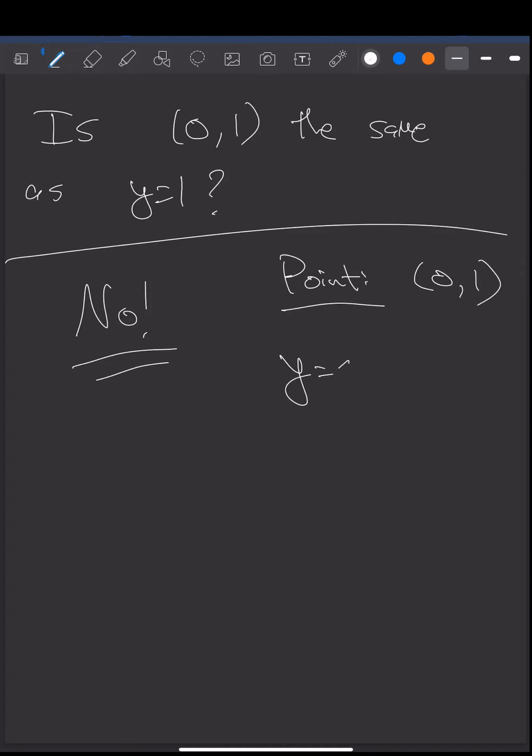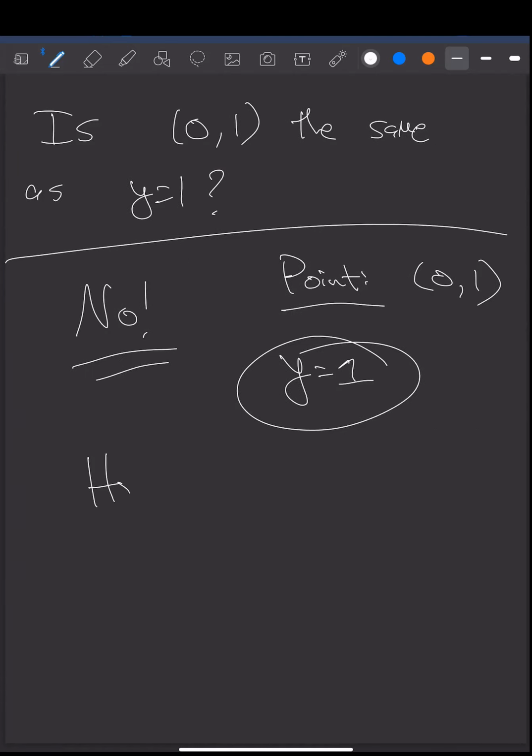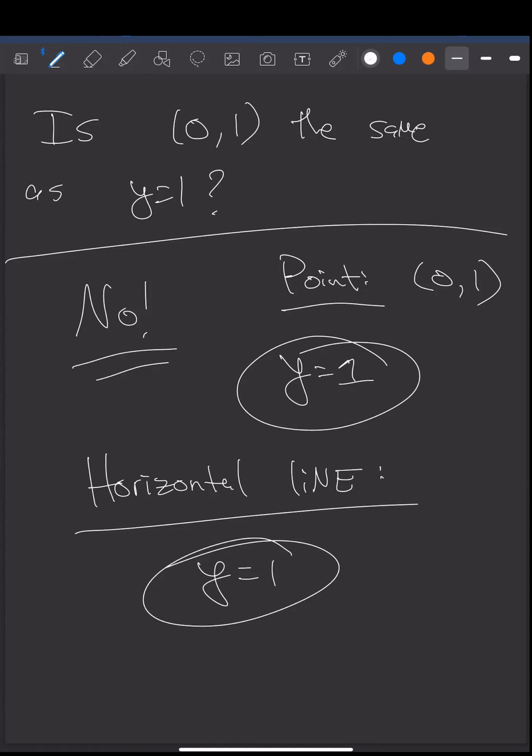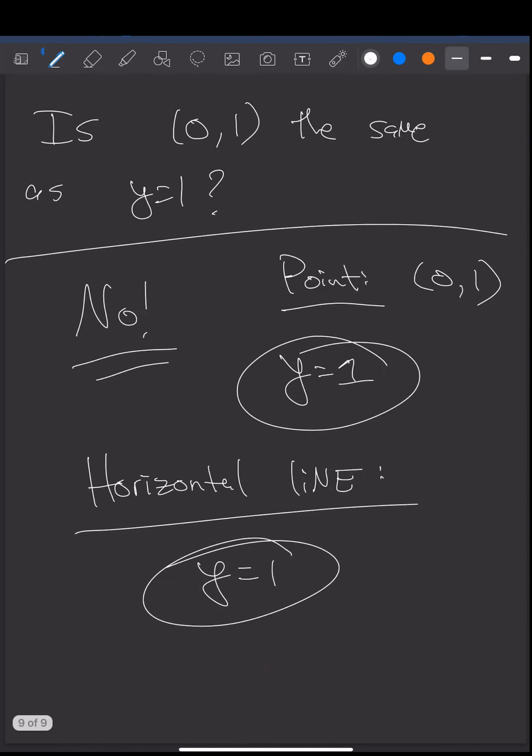The other one, on the other hand, is a line. Now, is it a horizontal line or a vertical line? In this case, it's a horizontal line. Remember, horizontal line means from left to right, and the reason it's a horizontal line is because it's y equals 1. This whole thing. So yeah, they don't mean the same thing. One's just a point. The other one means, overall, the whole line, the whole y equals 1.